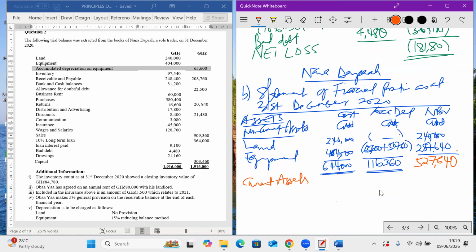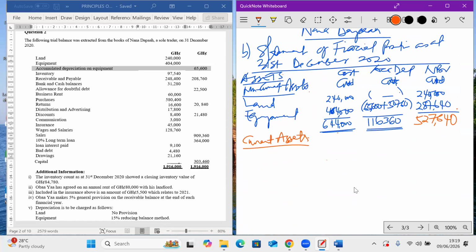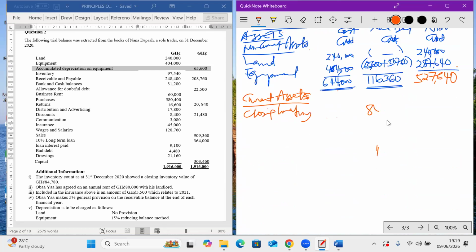So that when we add this to this, we get the total, right? For the total current assets, you go to the additional information, the closing inventory there. Are you following? Yes, sir. So you write closing inventory. What's the closing inventory figure? 84,780.